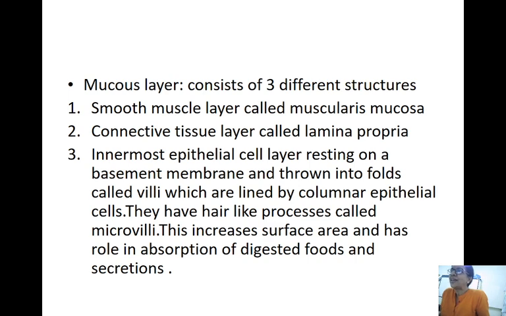They have hair-like processes on their surface called microvilli. This increases the surface area and has a role in absorption of digested food and the secretions.